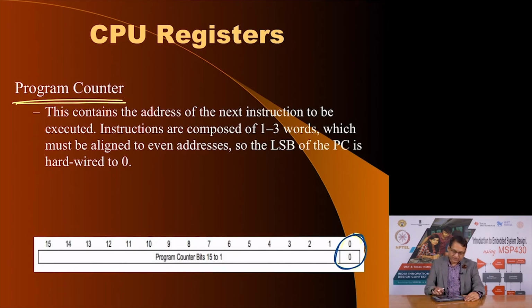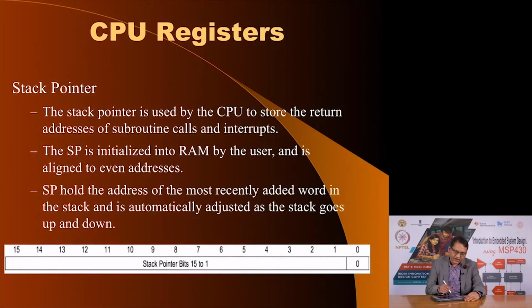Then the second register we have is a stack pointer. A stack pointer is a special register which points to the stack, and the stack is that memory area where you are going to store your return address when you call a subroutine, or where the CPU stores the return address in case an interrupt subroutine gets called. So, this is the RAM location in which you store your return address.